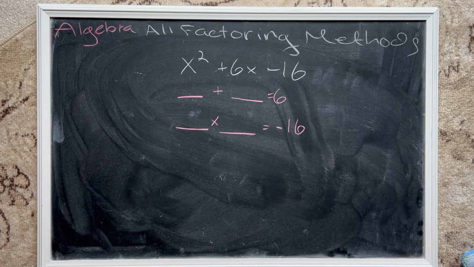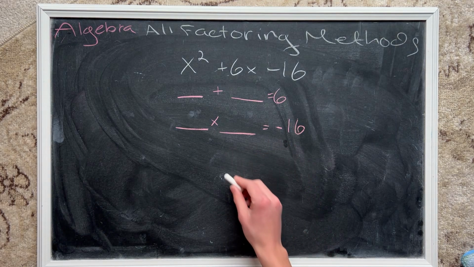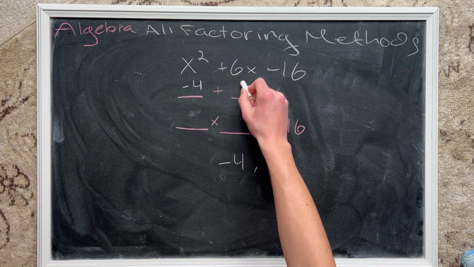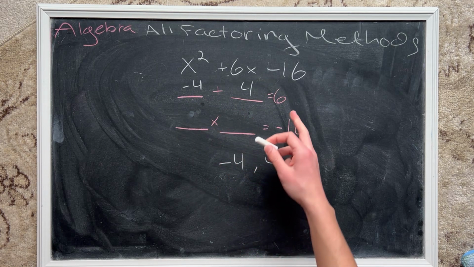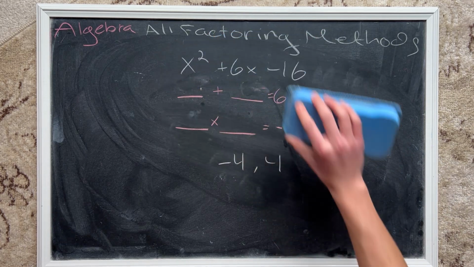Well, when I think of 16, I think of 4 and 4. But it's negative 16, so it'd be negative 4 and 4. If we plug those in, negative 4 plus 4 is 0, not 6. So that doesn't work. Let's try 8 and 2.